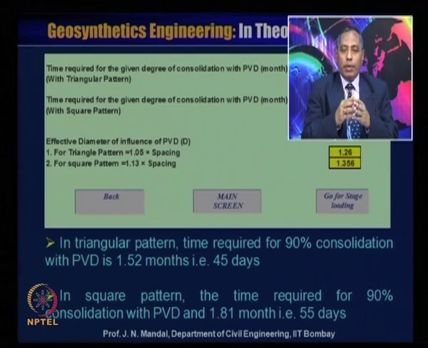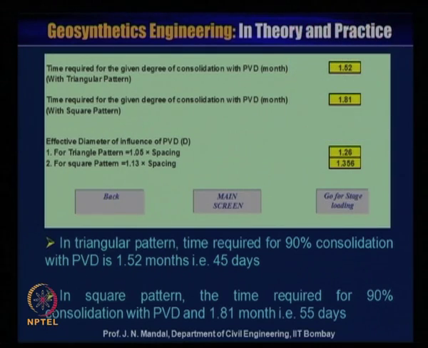In the triangular pattern, the time required for 90% consolidation with PBD is 1.52 months, that is 45 days. In the square pattern, the time required for 90% consolidation with PBD is 1.81 months, that is 55 days. So, you can complete this consolidation using the prefabricated vertical drain within 45 days if it is a triangular pattern, and 55 days if it is a square pattern.